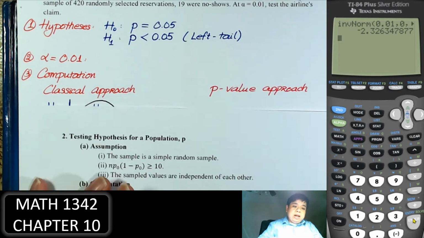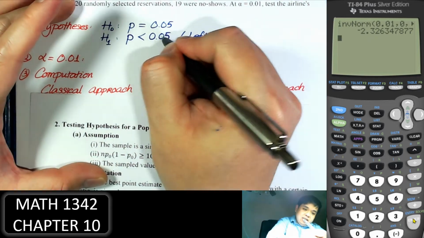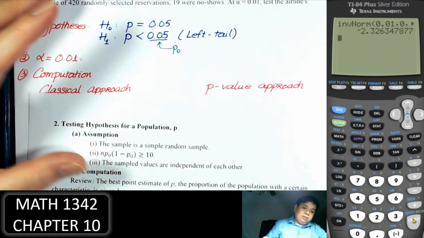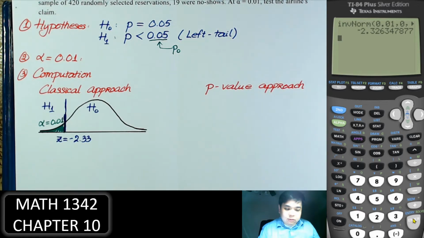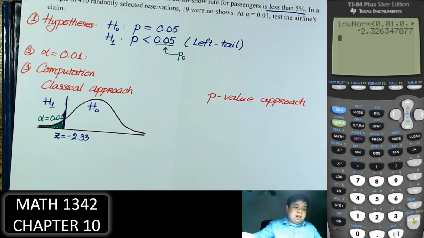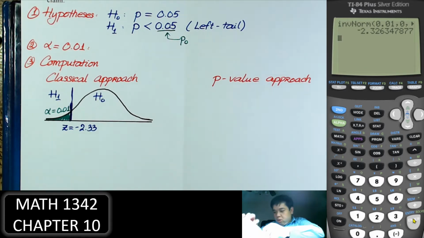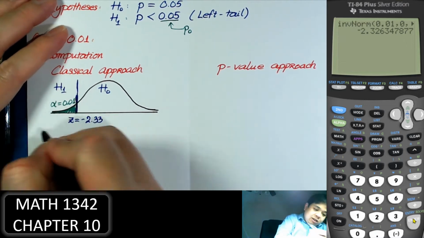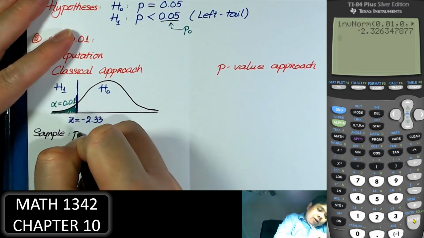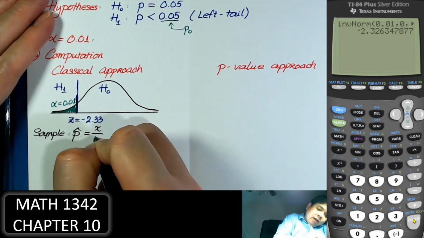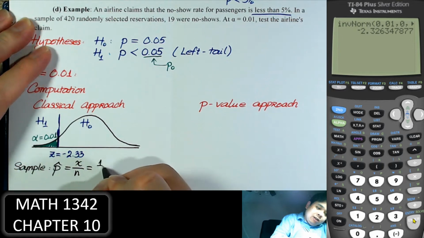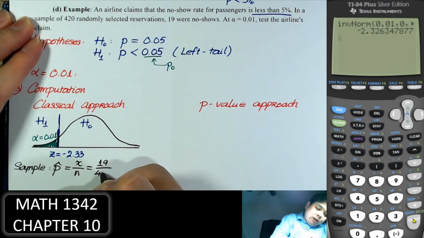Right. We know in the problem the p hat. This is the p naught. So we calculate this, but first the p hat. The p hat comes from the sample, or comes from the evidence for the sample. The p hat is equal to x over n. In this case, x is 19 over 420.